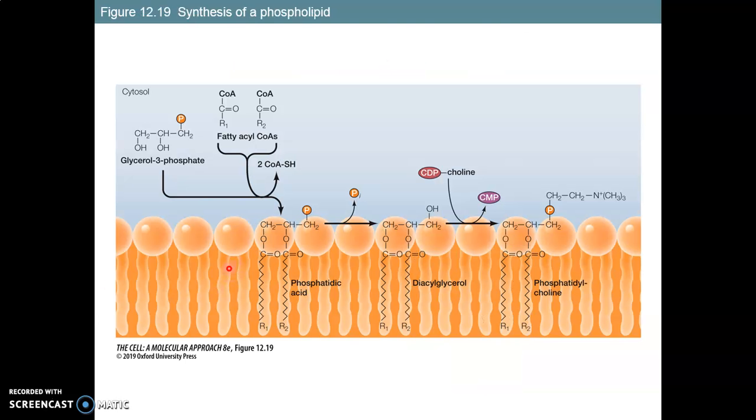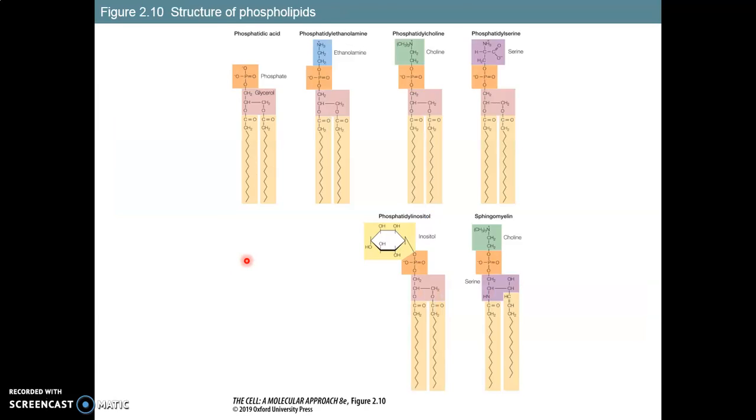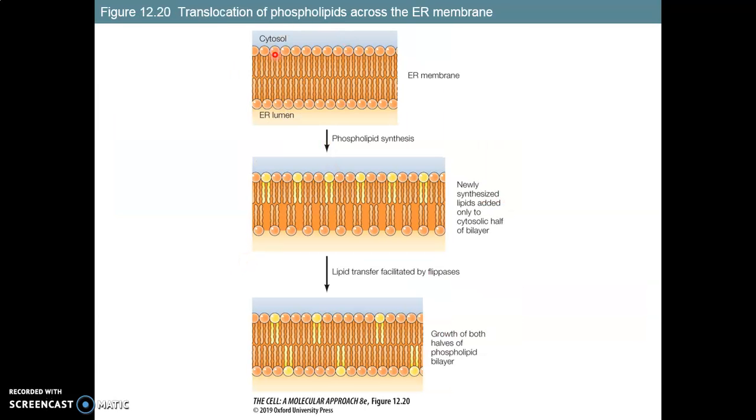This is all happening on the cytosolic phase of the smooth ER. So you can see here we have the original membrane, and then as phospholipid synthesis occurs, we get an accumulation of newly synthesized lipids on this leaflet of the bilayer. And then some of these are specifically moved to the other surface using an enzyme called flippase.